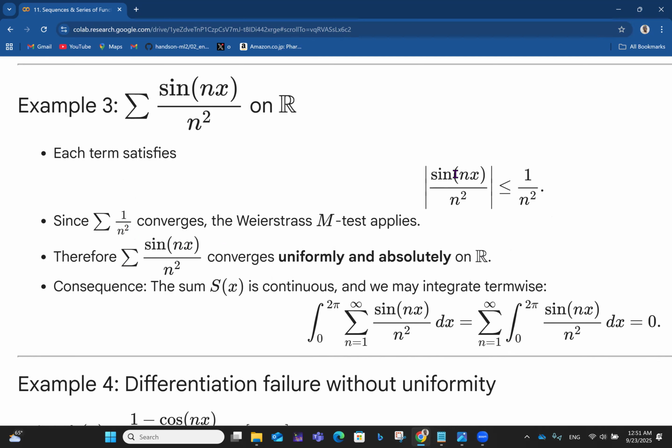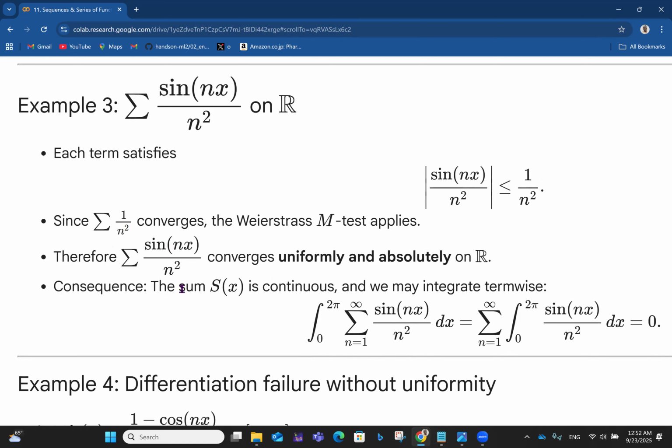Of course, if we remove the sine nx part, we already know that the absolute value of sine x, the highest it can be is 1, because it will only keep moving between -1 and 1. So this is always less than or equal to 1 over n squared. So it is bounded by 1 over n squared, so to speak. And since the summation of 1 over n squared converges, we can say the Weierstrass M-test applies in this situation. Therefore, the summation of sine nx over n squared converges uniformly and absolutely on the real number line.